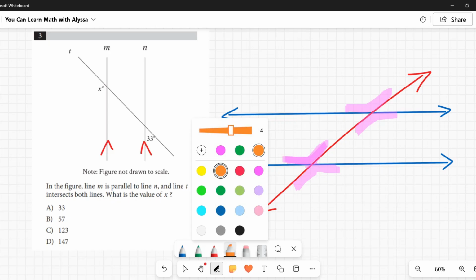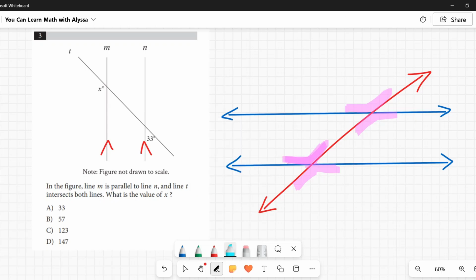Then we have, let's do neon blue. Then we have that angle, and that angle, that one, and that one. Those all match. And now as you can see, one pinky purple and one blue make a line together. So these two pairs, these opposite colors, are always going to be supplementary. That is, they add up to 180 degrees. That's what you need to know.